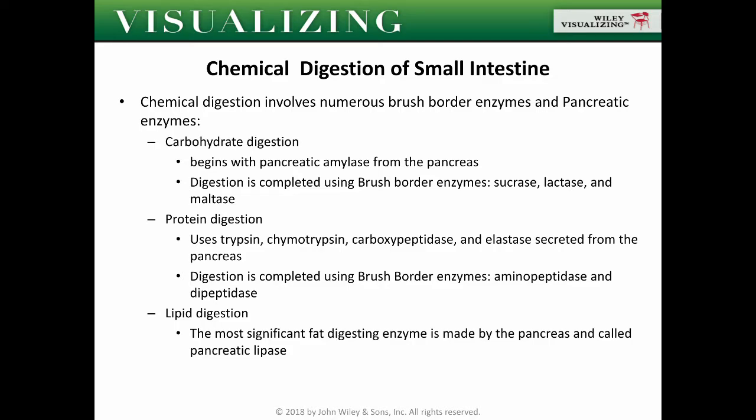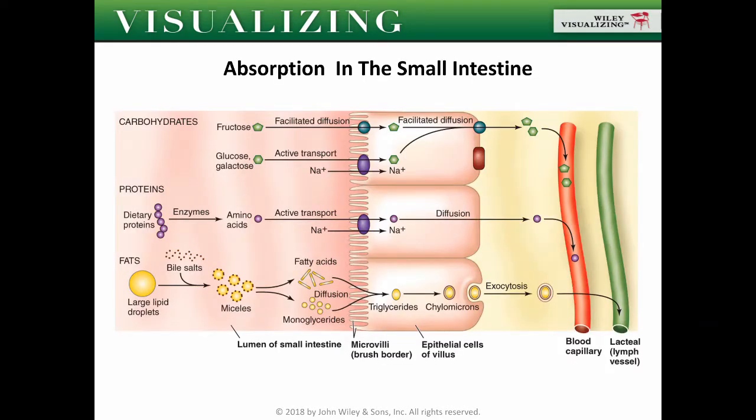And then the lipid digestion, where the most significant fat-digesting enzyme is made by the pancreas, called the pancreatic lipase. So most of the different food sources are digested here. Your proteins, the dietary fat, and the carbohydrates are broken down into their components, the simple sugars: fructose, glucose, and galactose. And then they are transported through, if it's fructose, by facilitated diffusion.